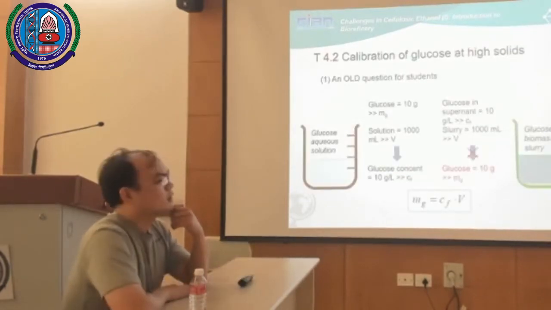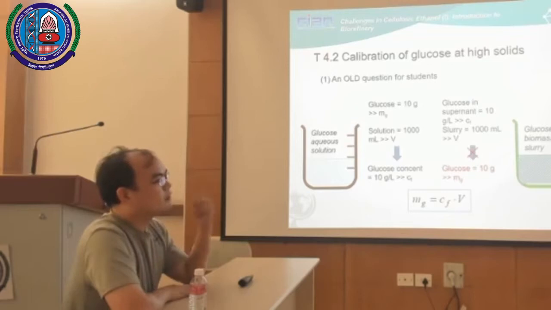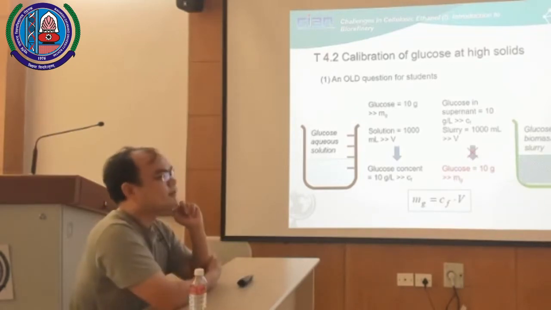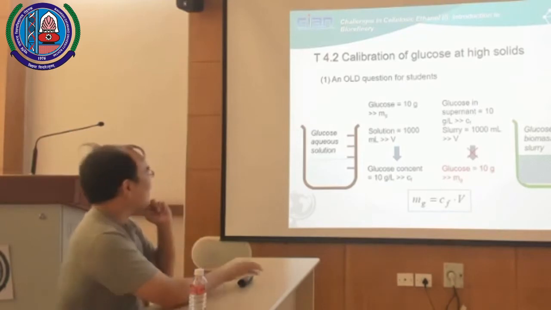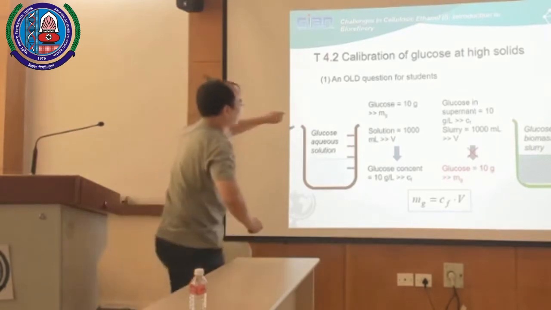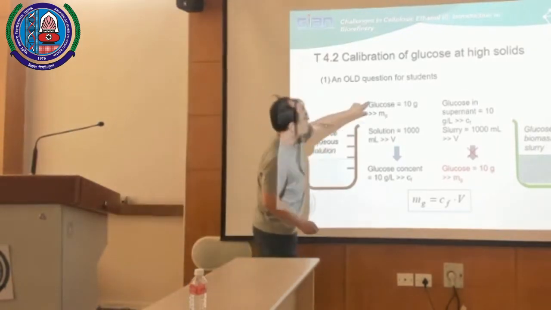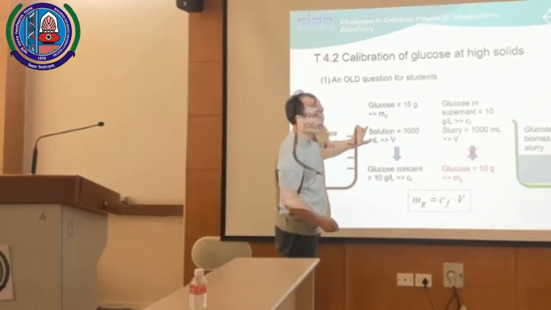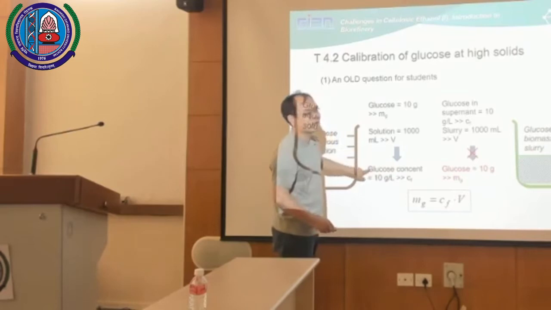This glucose biomass. Can you explain this equation? Yeah, this equation is very simple. If I have glucose in water, this is the glucose mass, glucose weight. This is the solution volume. I can get to know the content, the concentration.